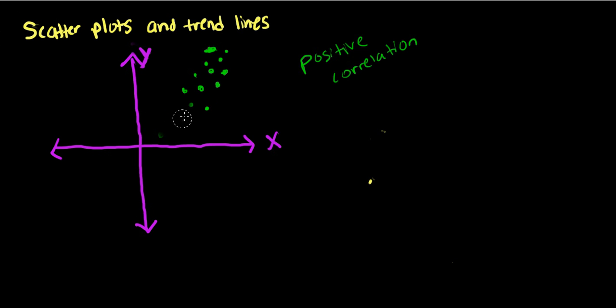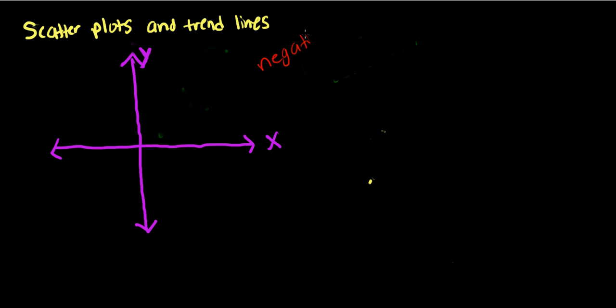Now we're going to look at a negative correlation. One set of data values increases as the other set decreases. Here you can see the scatter plot has a negative slope, so as the x value increases, the y value decreases, which shows a negative correlation.